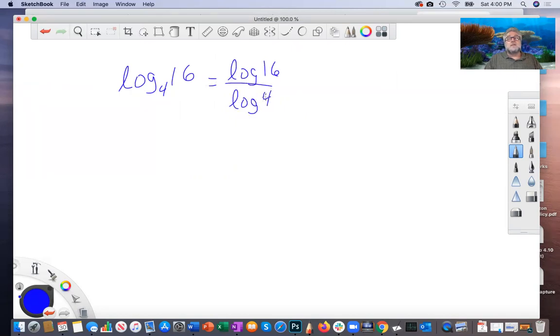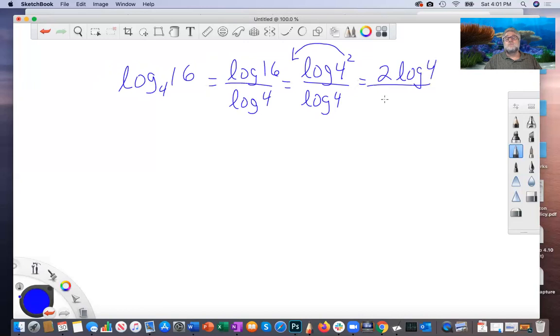And I see 16 and 4, and I'm thinking, I could do something to 16. I could write it as log of 4 squared over log of 4. And what do you do to the 2? The 2 comes out front as a coefficient. And log 4 is a number, and log 4 is a number, and they're the same number, and they cancel. Okay, so we get 2.